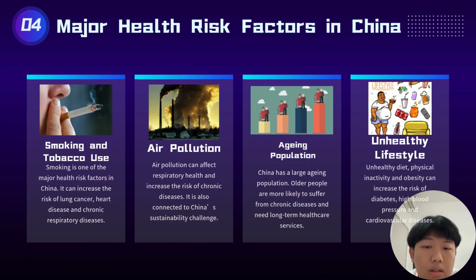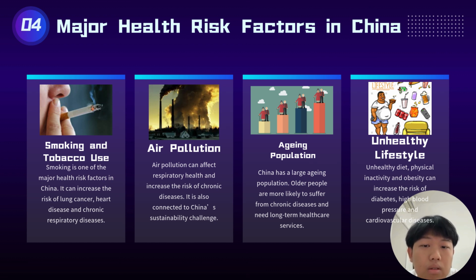This slide explains the main health risk factors in China. The first risk factor is smoking and tobacco use. Smoking is one of the major health risks in China. It can increase the risk of lung cancer, heart disease, and chronic respiratory diseases. The second risk factor is air pollution. Air pollution can affect respiratory health and increase the risk of chronic diseases. It is also connected to China's sustainability challenge because pollution is related to industrial development and energy use.